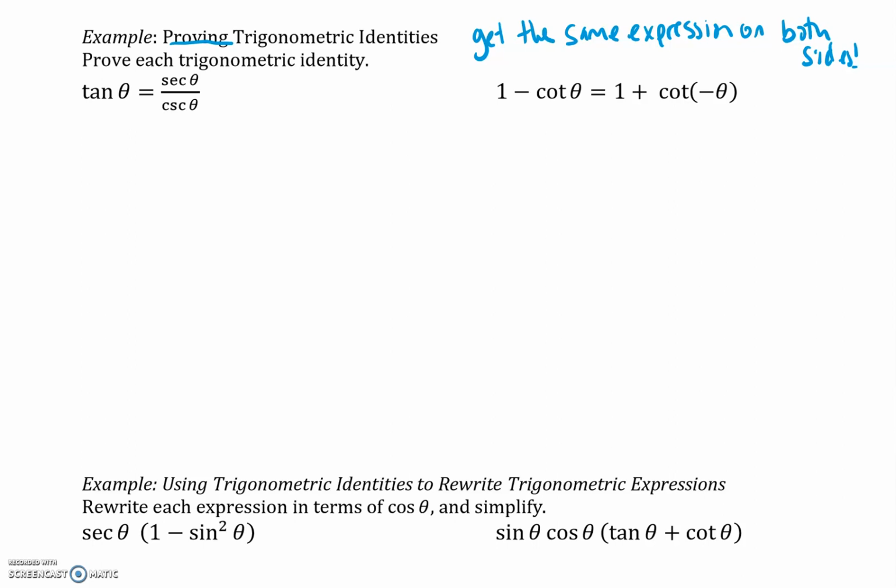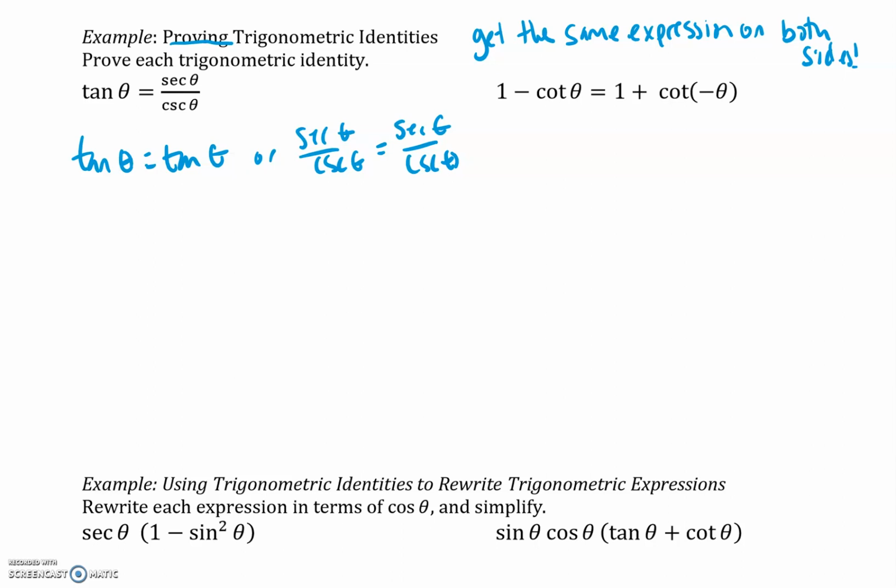And you either want to aim to get tangent theta equals tangent theta, or secant theta over cosecant theta equals secant theta over cosecant theta. That's what I was trying to say earlier. So it doesn't matter to me, as long as you get the exact same thing on both sides. We don't want to have a negative on one side and a positive on the other, right? It has to be exactly the same.